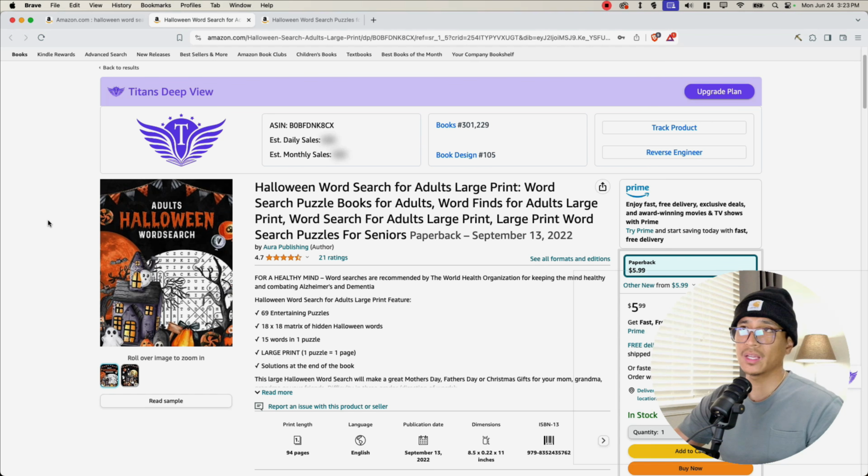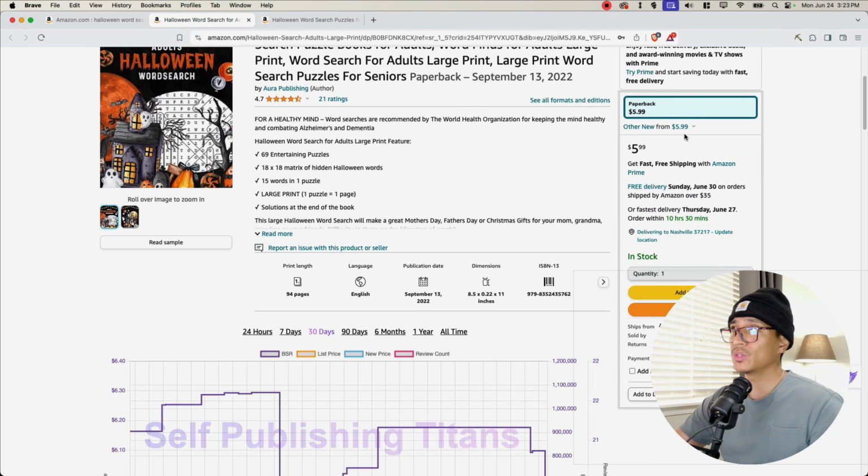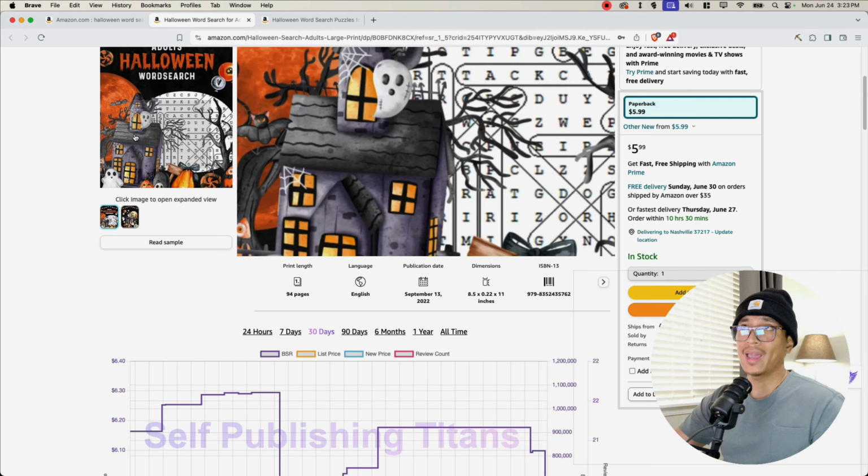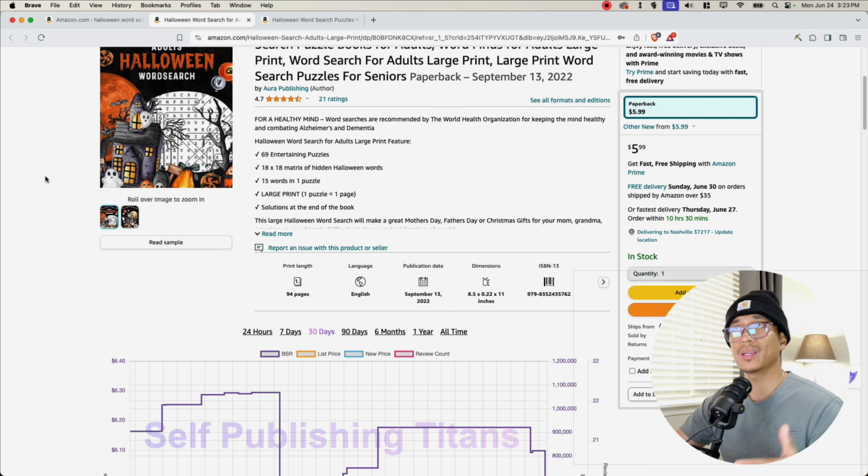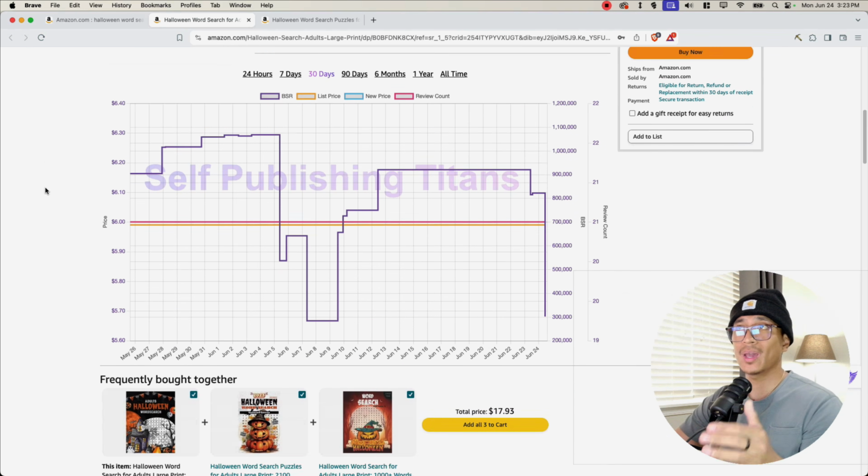If we go ahead and take a look at this Halloween word search right here, we can see it has a ranking of 301,000, and that is actually very, very good because we're not even into the Halloween months. You can see it's priced at $5.99 with 69 puzzles. And I'm not going to even show you the interior because it's all going to be pretty much the same as all of the word searches in all of these niches. But let's go ahead and look at this graph.